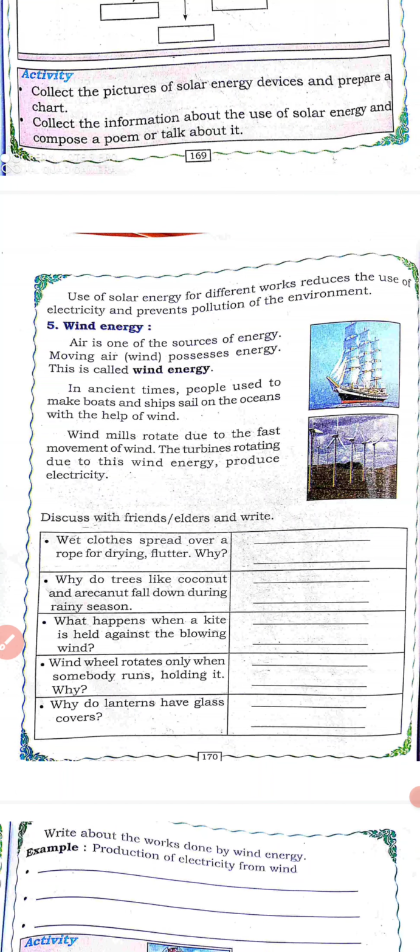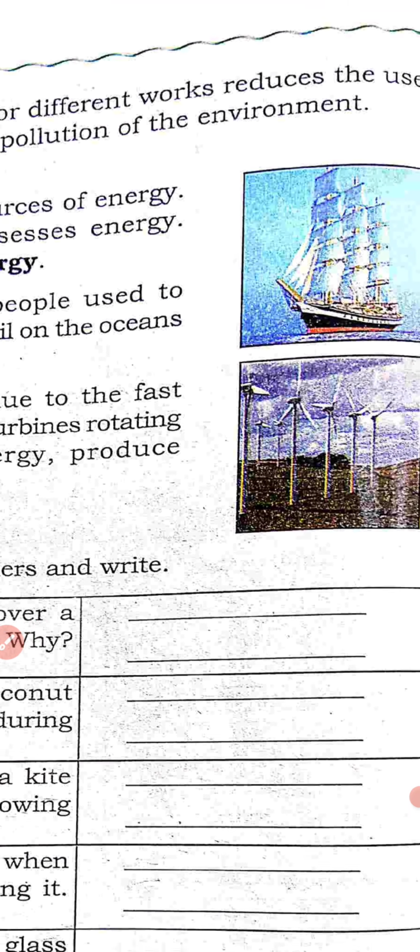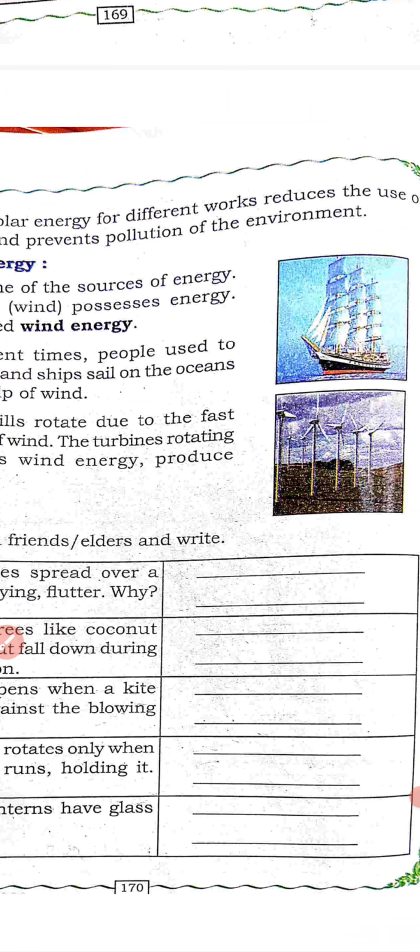Next we'll study about wind energy. Wind energy is obtained from air. Air is one of the sources of energy. From the moving air, we can obtain wind energy. You can see the windmills in the picture. Windmills have fan blades.